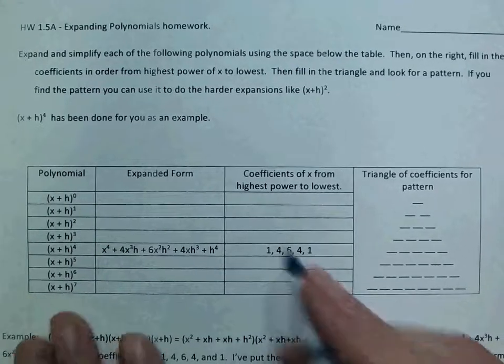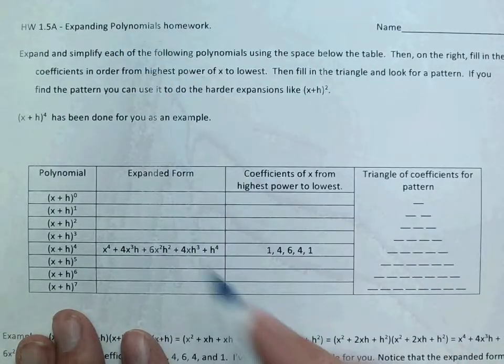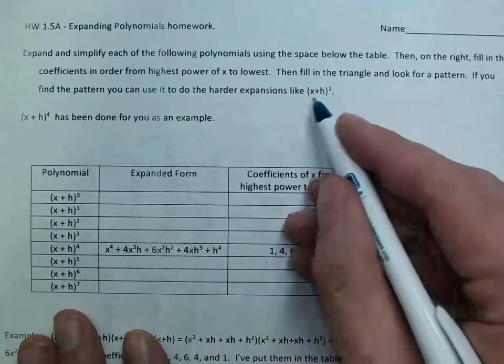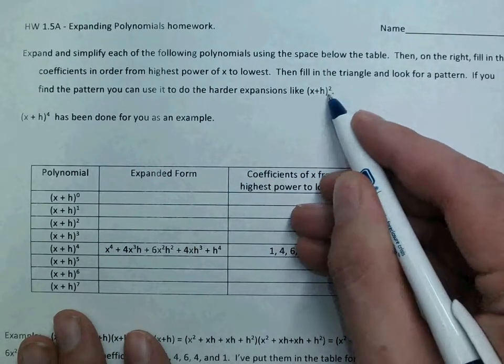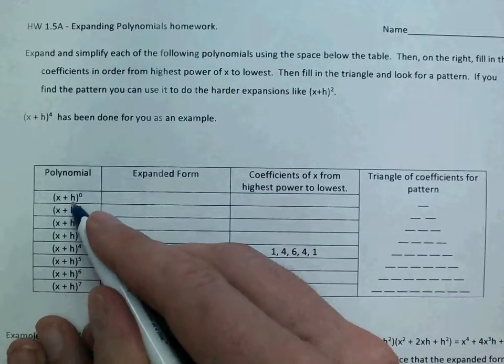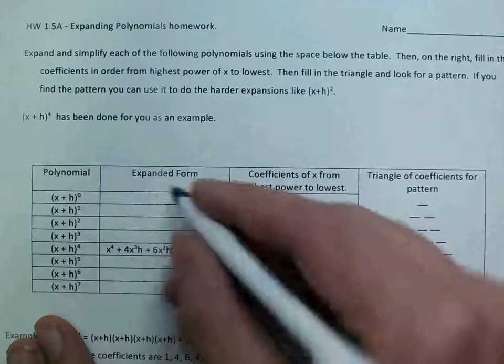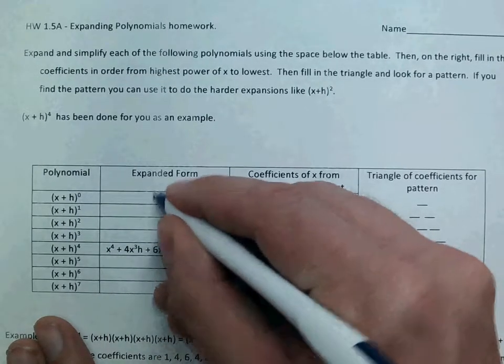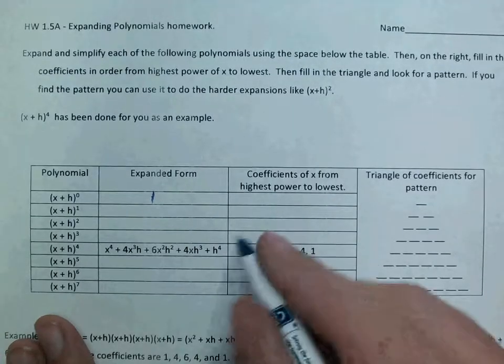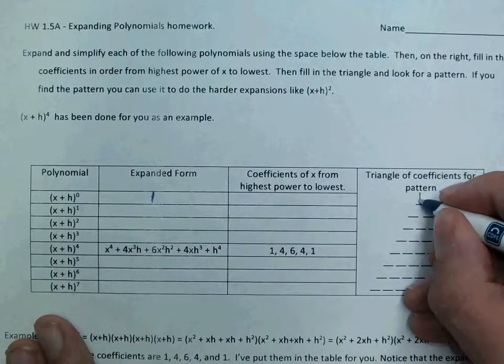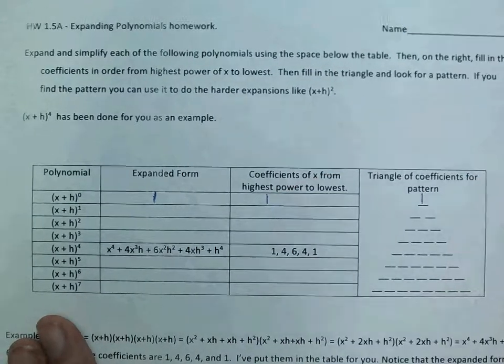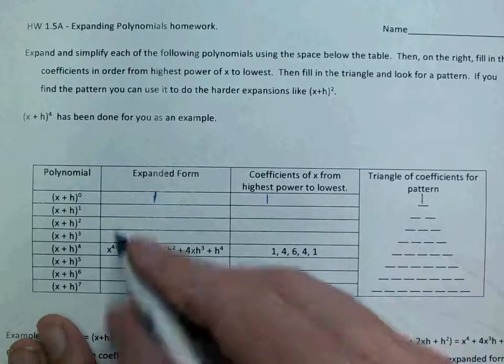On homework 1.5a, we are expanding polynomials, and we're doing x plus h to various powers. The first power we're supposed to do is x plus h to the 0. Well, anything to the 0 is just 1. And so the only coefficient is 1, so 1. And we're going to put that in our pattern here.